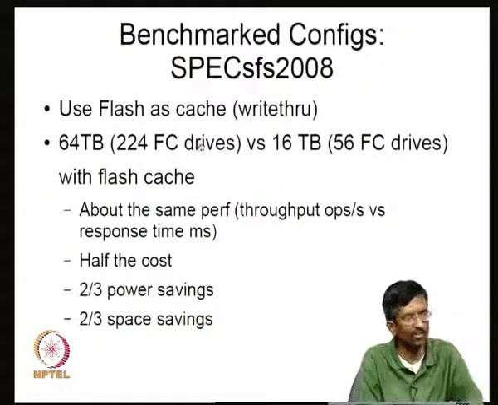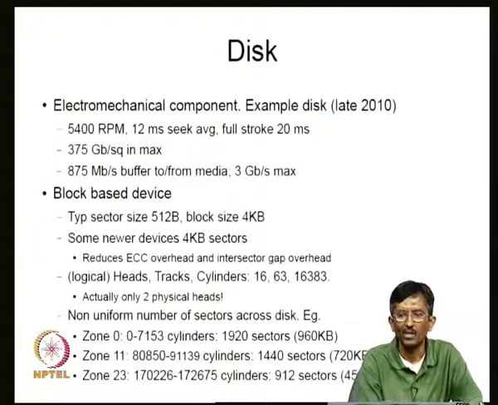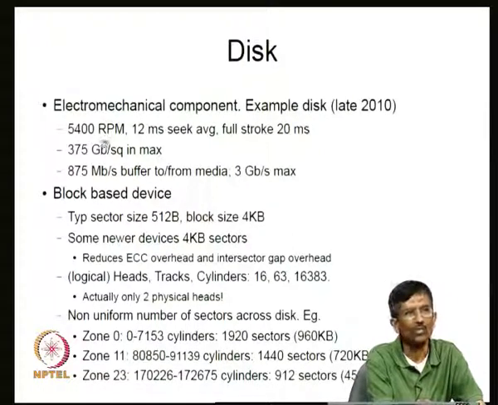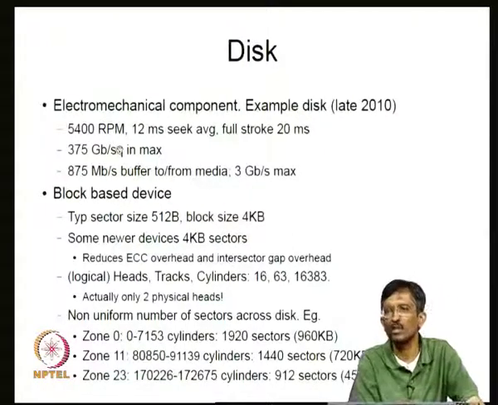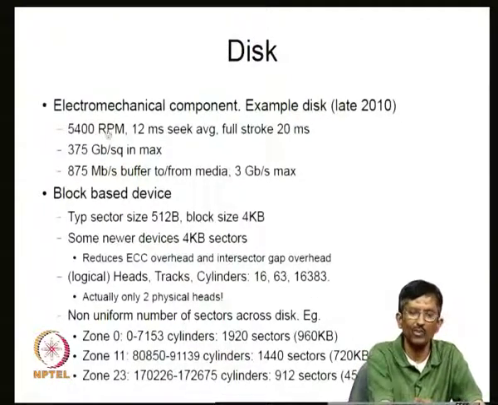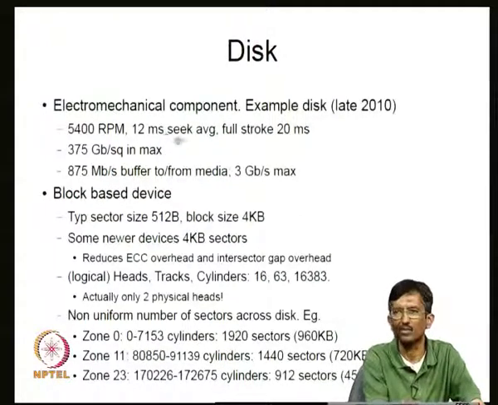You look at the previous one, right? We are talking about a consumer grade disk with 5400 RPM. So fiber channel drives typically run at 15,000 RPM, so they are 3 times better. That means that guy is about 12 milliseconds seek average, and this one will be about 3 times faster. That means 4 milliseconds.